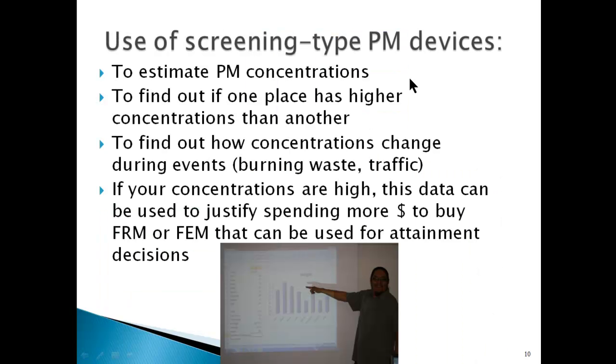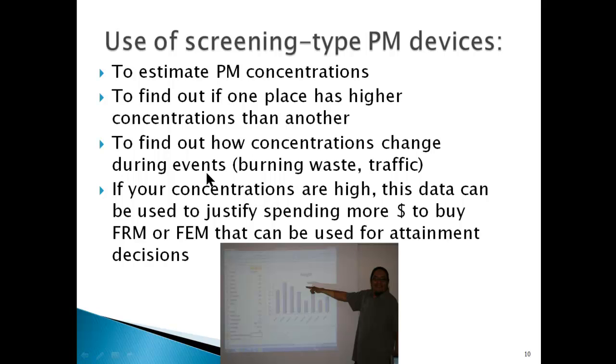So how would you use these screening type particulate matter devices? Well, you're going to use them to estimate the particulate matter concentrations. You could use them to find out if one place has a higher concentration than another. So in the Seldovia Village project, they monitored, remember, at 2 miles, like along Jackaloff Road, mile 2, and then another DustTrak on mile 4. So the difference between the concentrations at those two locations is very interesting to them. And then also to find out how concentrations change during events.